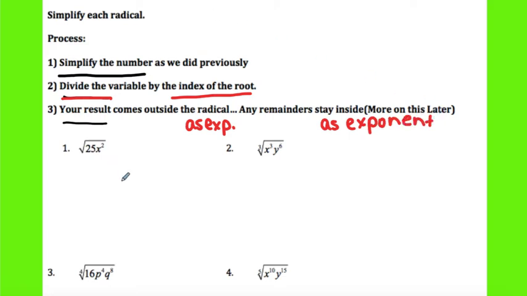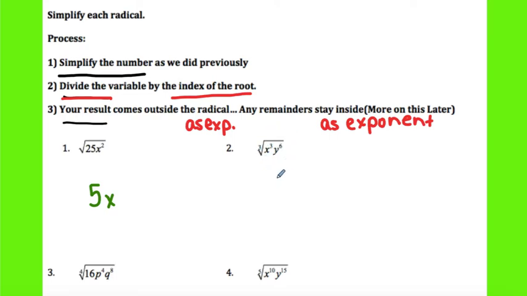All right, so let's look at this. I've got the square root of 25x squared. Okay, so the square root of 25 we know to be 5. And then the square root of x squared we know to be x. Okay? All right, let's try this next one.